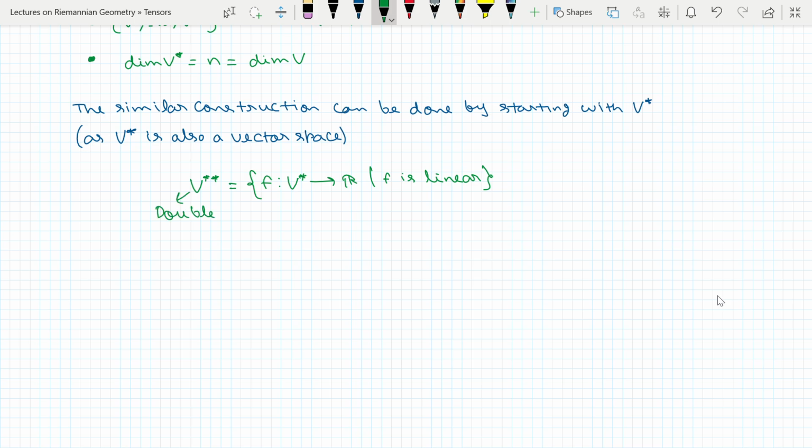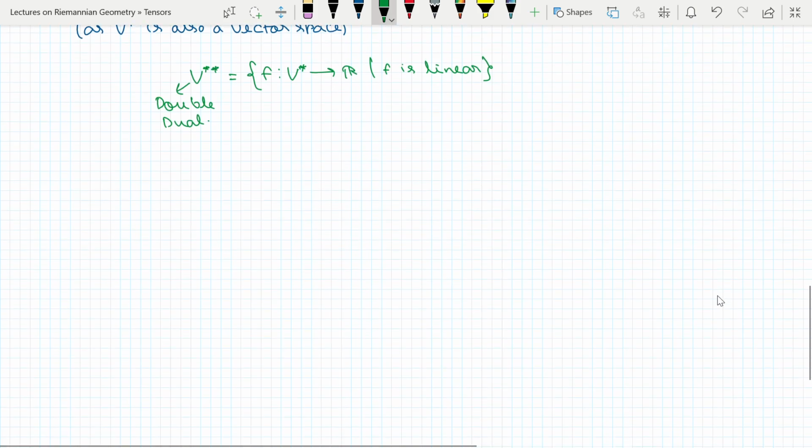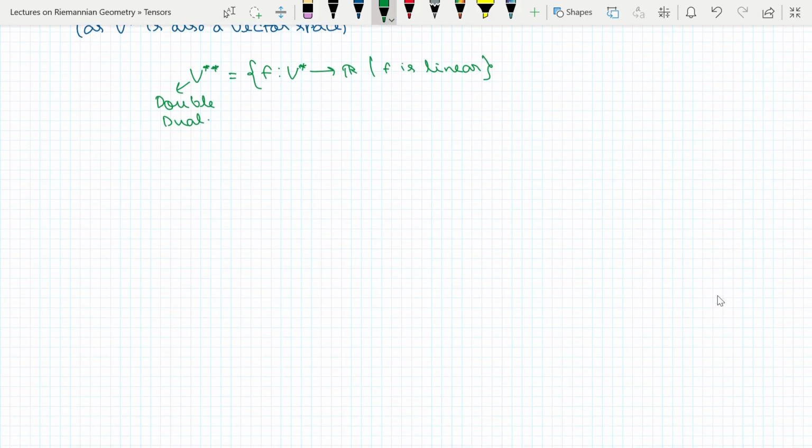This is called the double dual, the dual of the dual space. Now there is a theorem, a very important theorem. I will not prove it here, but the proof of this theorem is very simple, and you can look it up in any standard textbook of linear algebra.